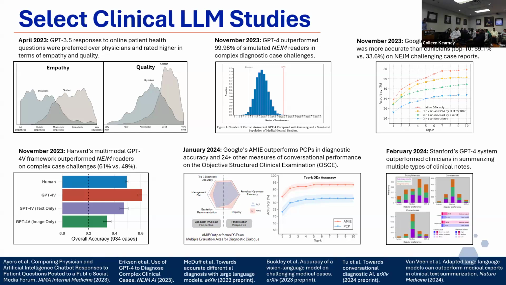because, I forgot if I have a slide on this or not, the LLMs sort of vacuum in all the information from the internet, right? And it makes you wonder whether, so this study in the bottom left, for example, outperformed the New England Journal readers on complex case challenges. Well, were those challenges published anywhere online? If the model has seen the data already, it's going to perform well on that data, right? So that's an example of overfitting or data leakage.